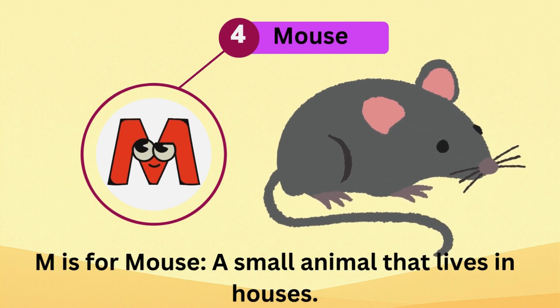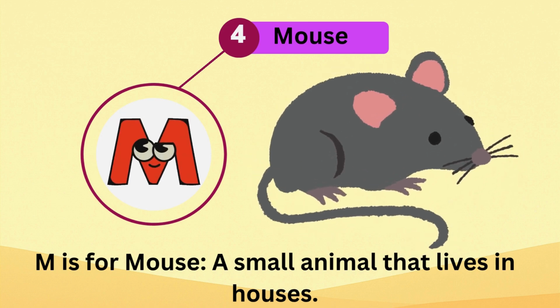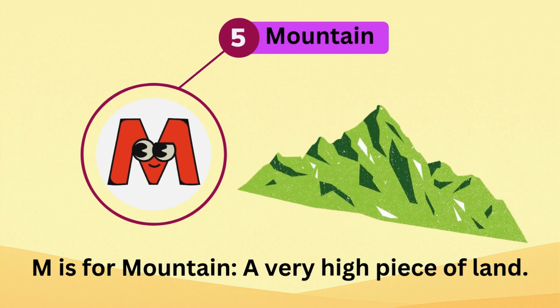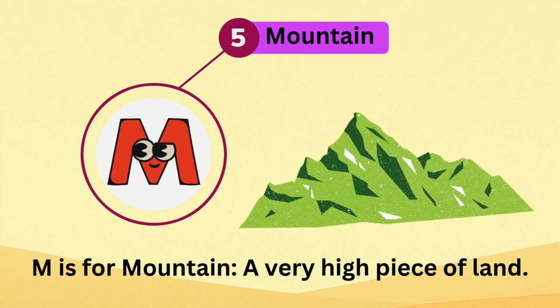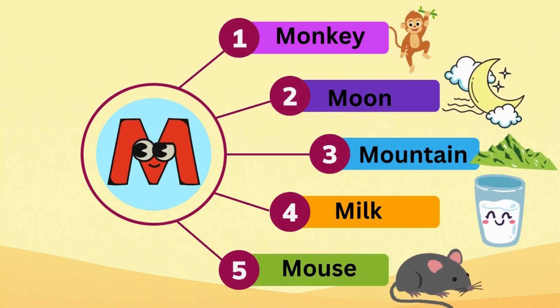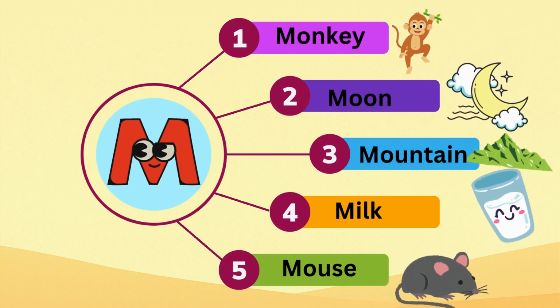M is for mouse, a small animal that lives in houses. M is for mountain, a very high piece of land. M is for monkey, moon, mountain, milk, and mouse.